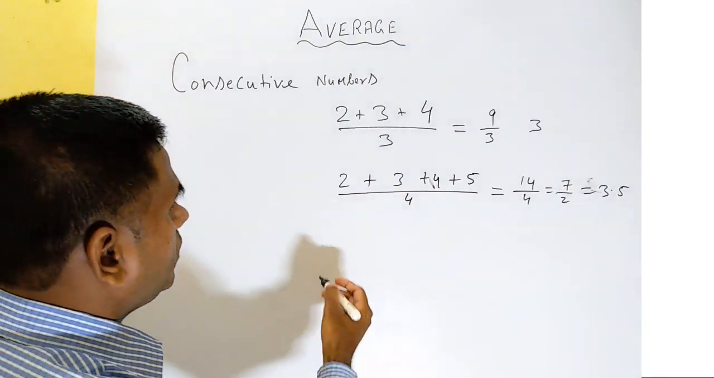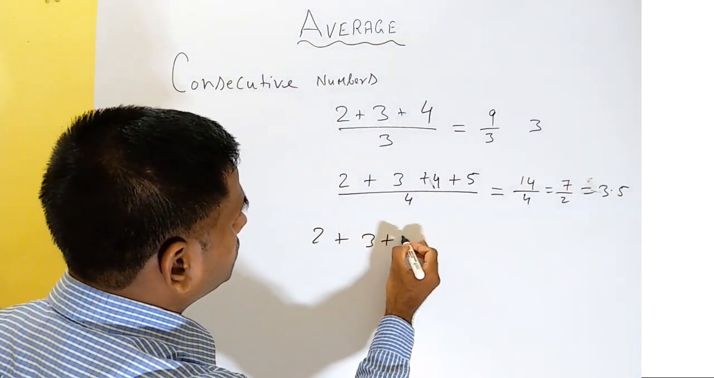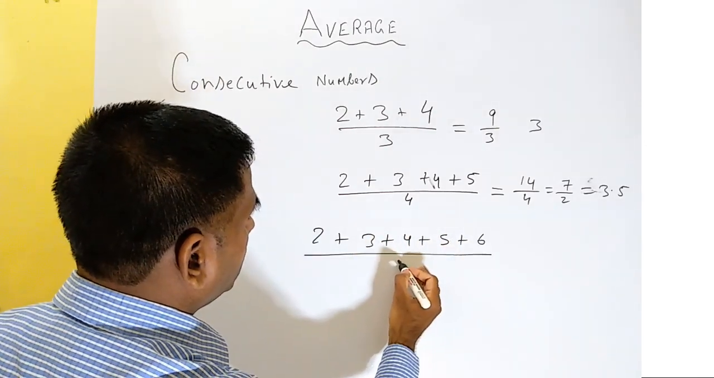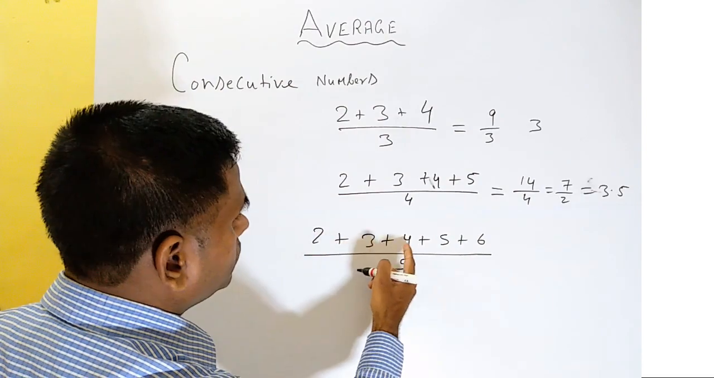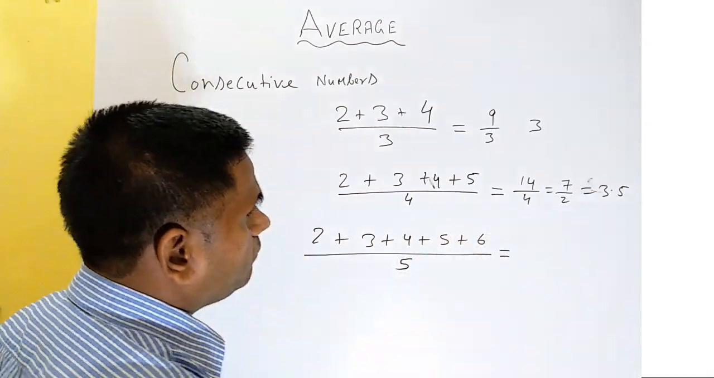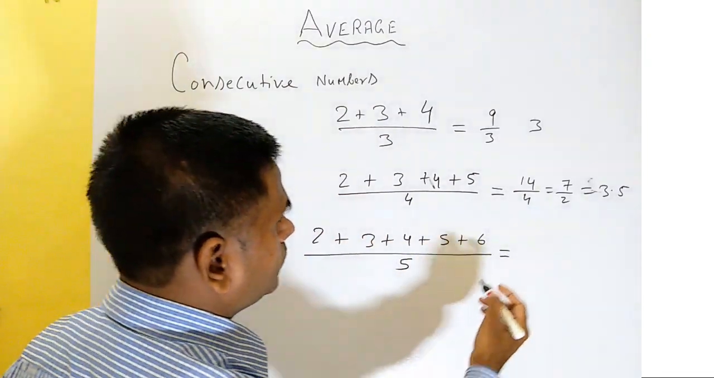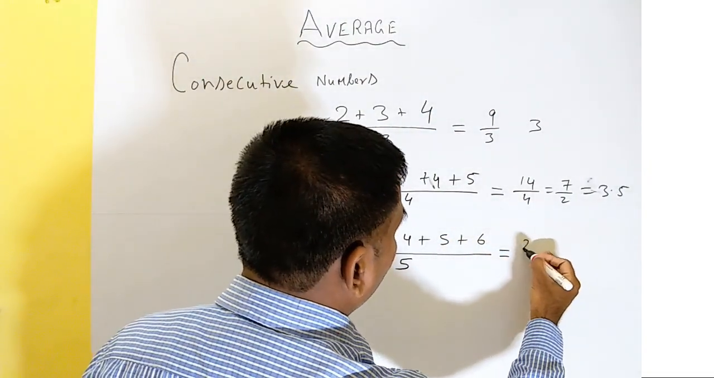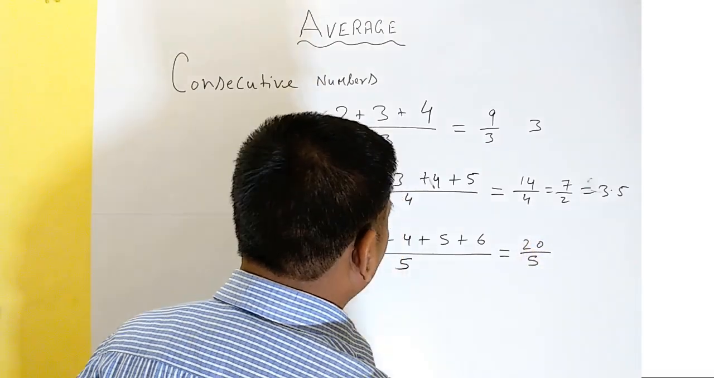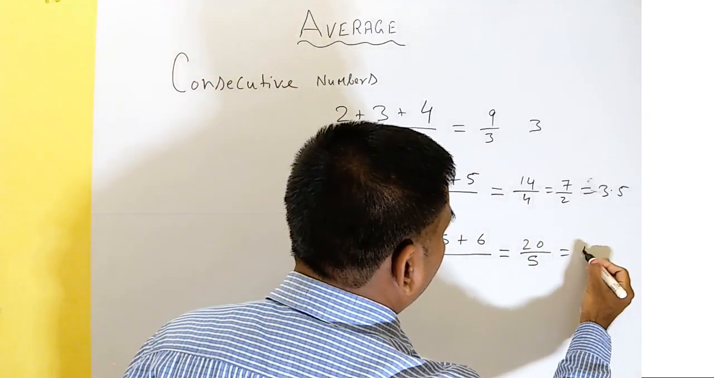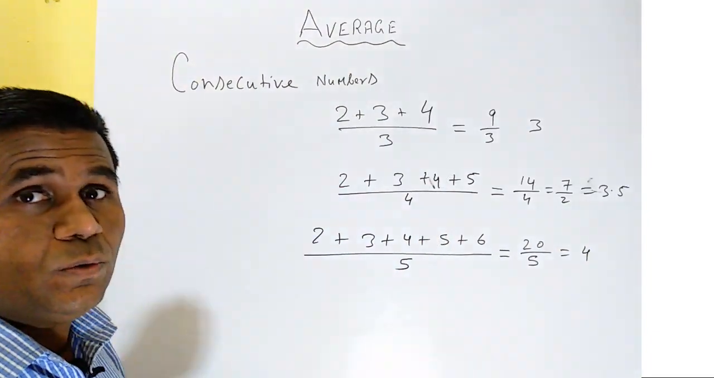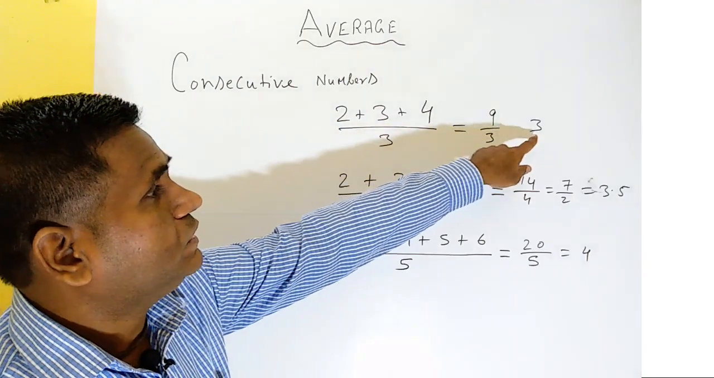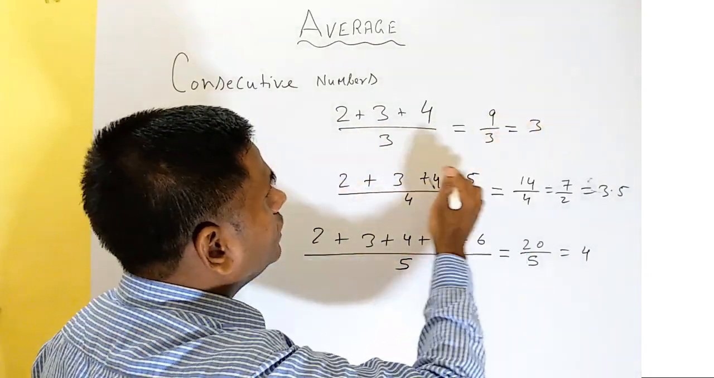Okay, one more problem friends. 2 plus 3 plus 4 plus 5 plus 6 divided by, here we have 5 numbers, 1, 2, 3, 4, 5. So if we add this, 14 plus 6 will be 20 upon 5, and the answer is 4. So now what is to be noticed here is, if you see here the answer is 3.